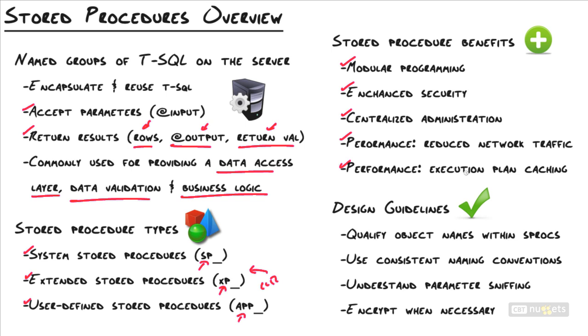And another one is execution plan caching. Anytime you execute a stored procedure, SQL Server is going to create a plan and then cache it so any subsequent executions can reuse that plan and we can get a big performance benefit out of it.